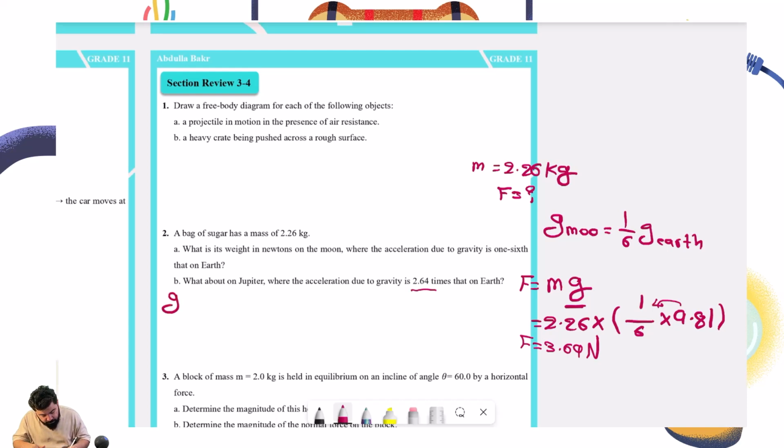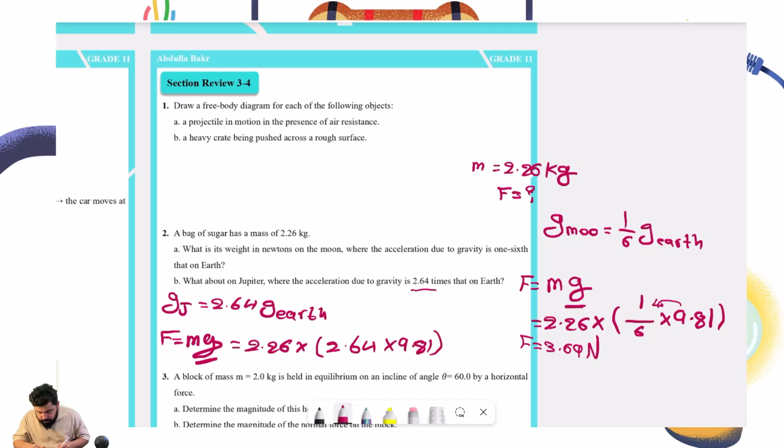B, what about Jupiter, where the acceleration due to gravity is 2.64 times that on Earth? This time, gravity on Jupiter is equal to 2.64 gravity on Earth. So what are we going to do? We're going to say F is equal to mg. Mass is equal to 2.26 times, instead of writing gravity 9.81, I'm going to write 2.64 multiplied by 9.81. You're going to get 58.5 Newton.